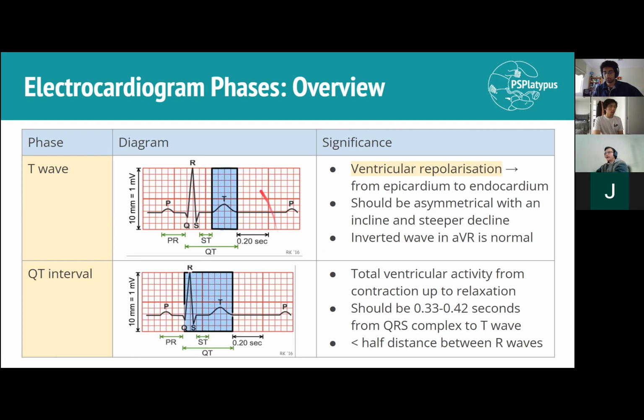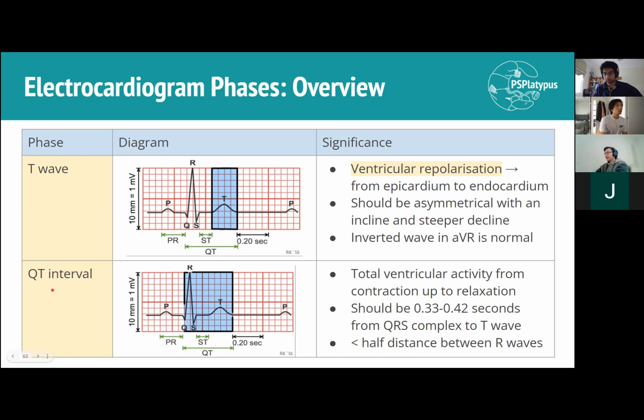T wave, that's the last little bit there. Ventricular repolarization. So we've already got atrial depolarization, we just did ventricular depolarization. Now we have the ventricles repolarizing, preparing for the next cycle. It should be a little bit asymmetrical, so the incline is generally less steep than the decline. That's not important for us to know though. And it's an inverted wave in the AVR. So we talked about why that's the case.